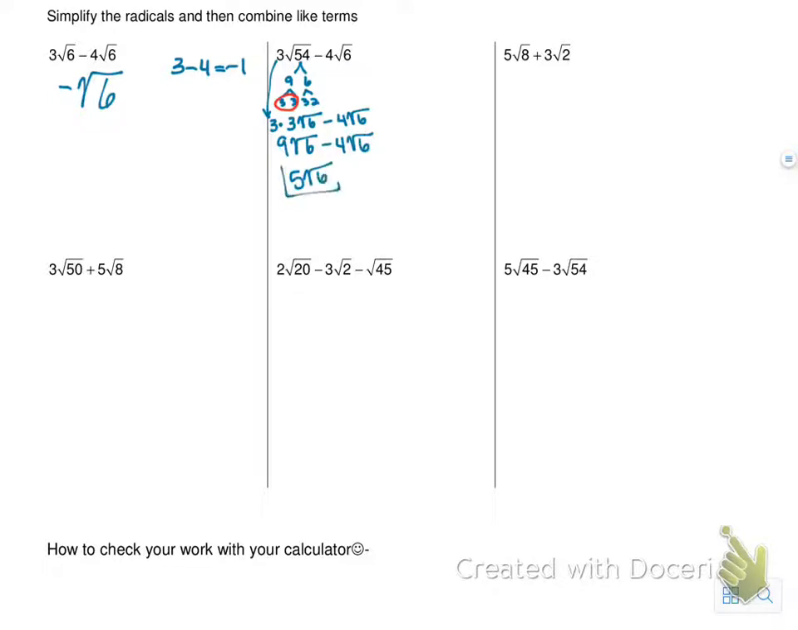Okay, so maybe pause and then try one on your own, or just continue watching. So 8 is 2 times 2 times 2. So the 5 is the coefficient. 2's got to leave the party. 1, 2 had to stay. Plus 3 square roots of 2. 10 square roots of 2 plus 3 square roots of 2 is 13 square roots of 2.